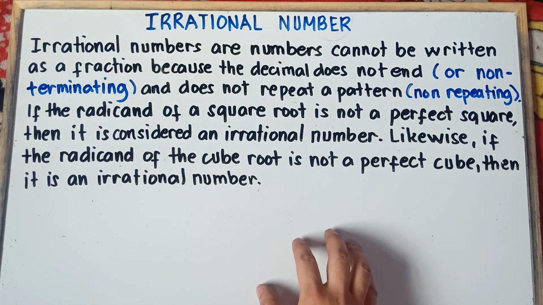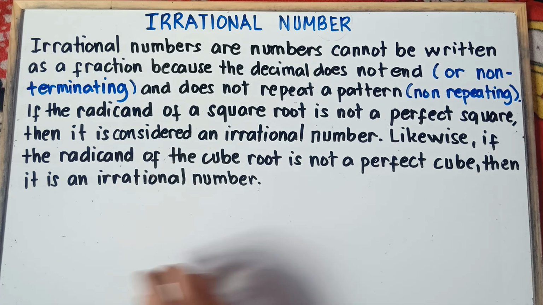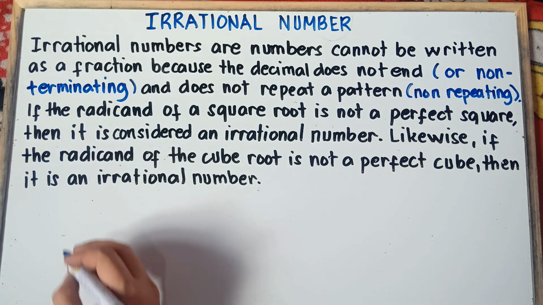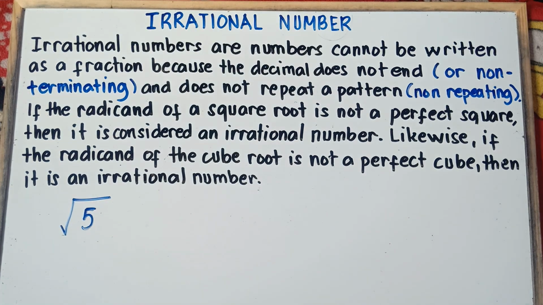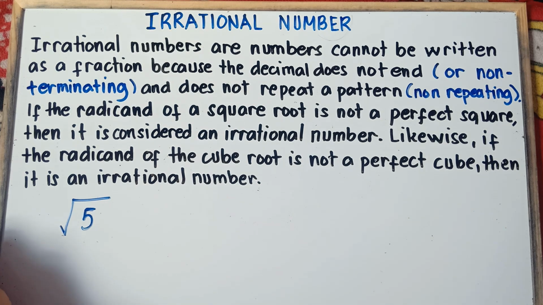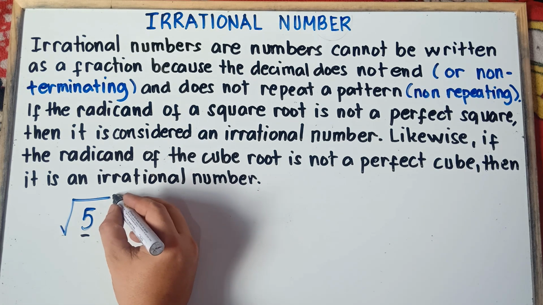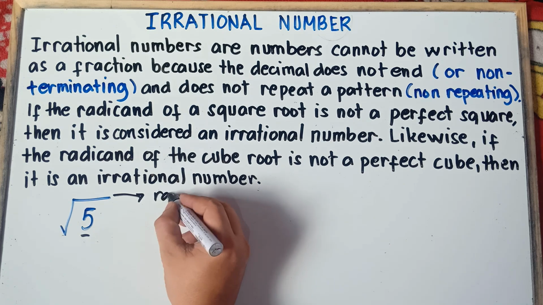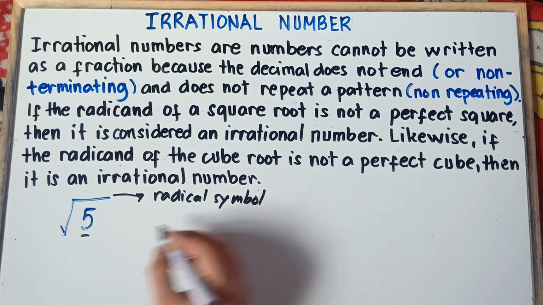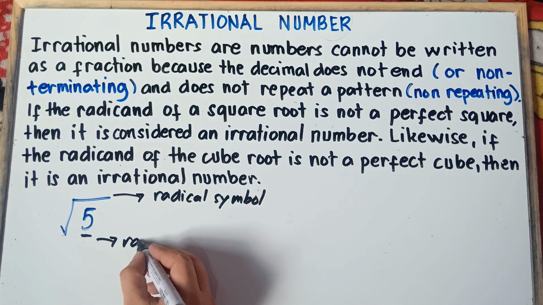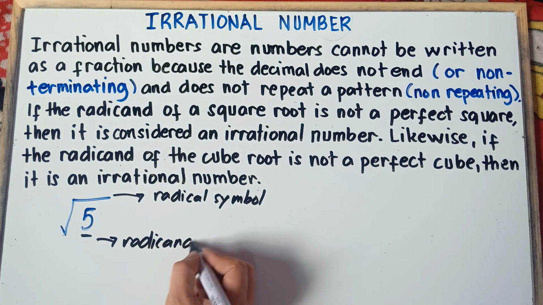Now, let me explain this so you can really understand it. Example, if I say square root of 5, is it rational or irrational? That's correct, it should be an irrational number. Why is that, sir? Because 5 is not a perfect square. Once again, class, this symbol is what we call the radical symbol, and this 5 is what we call the radicand.